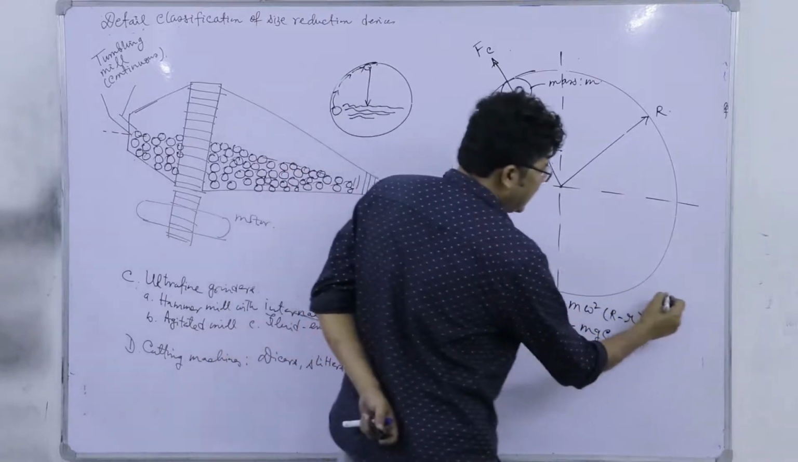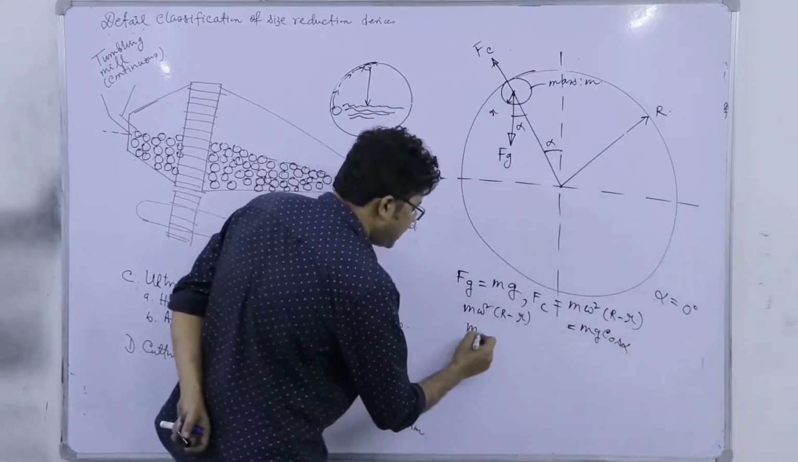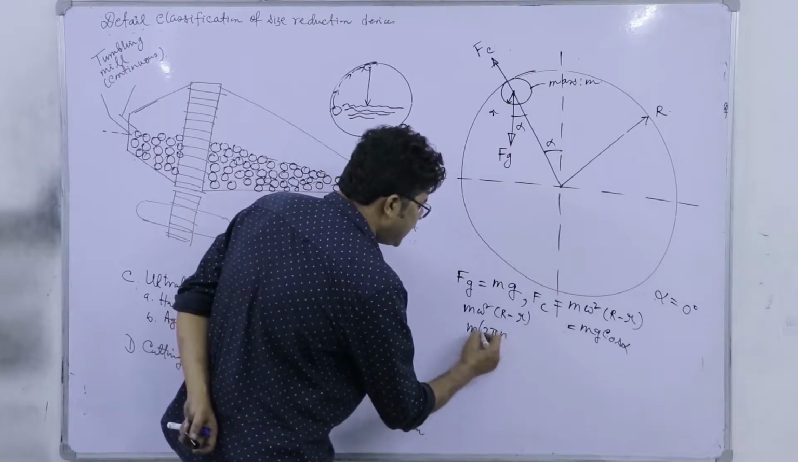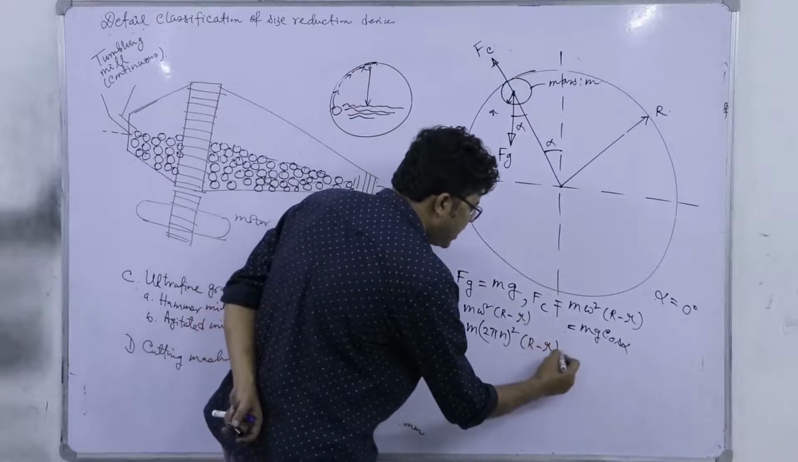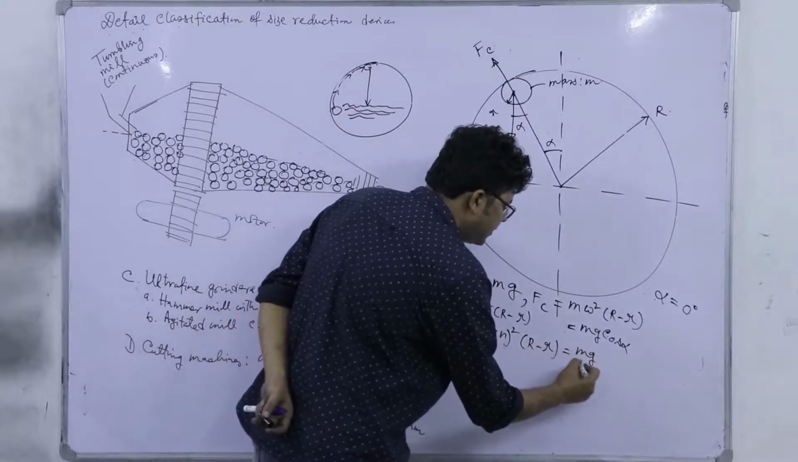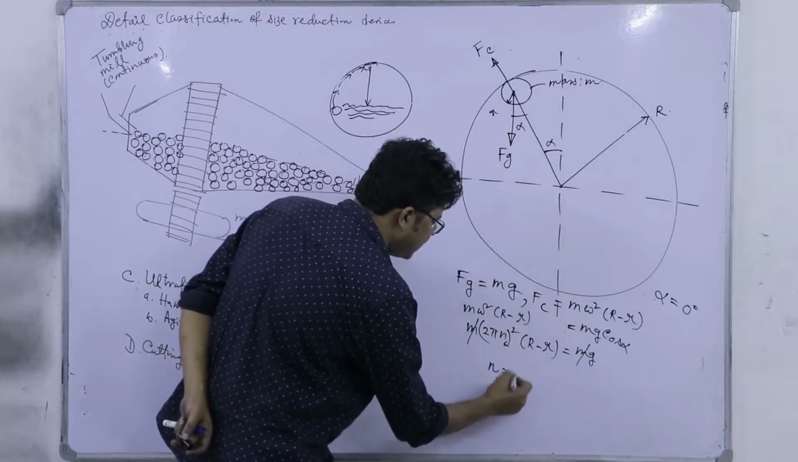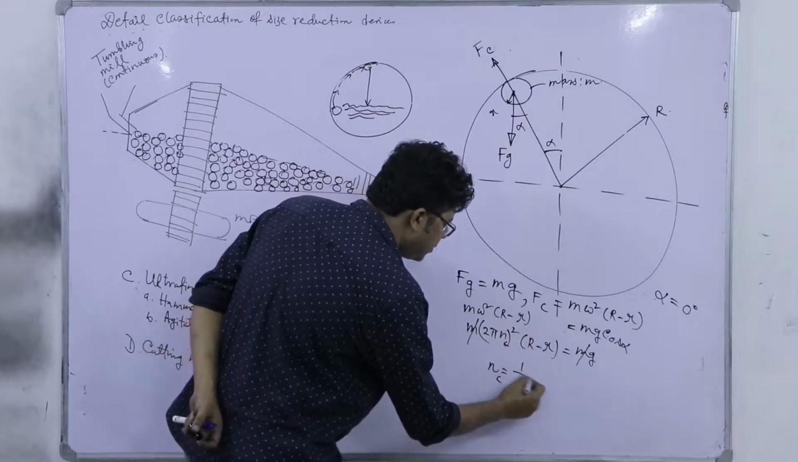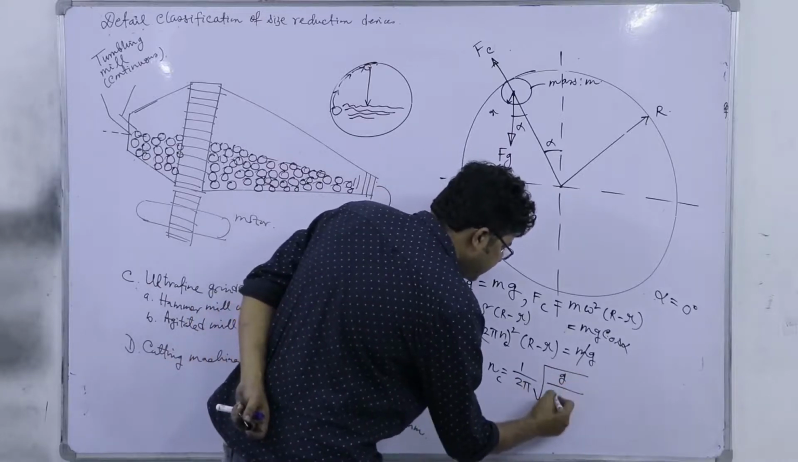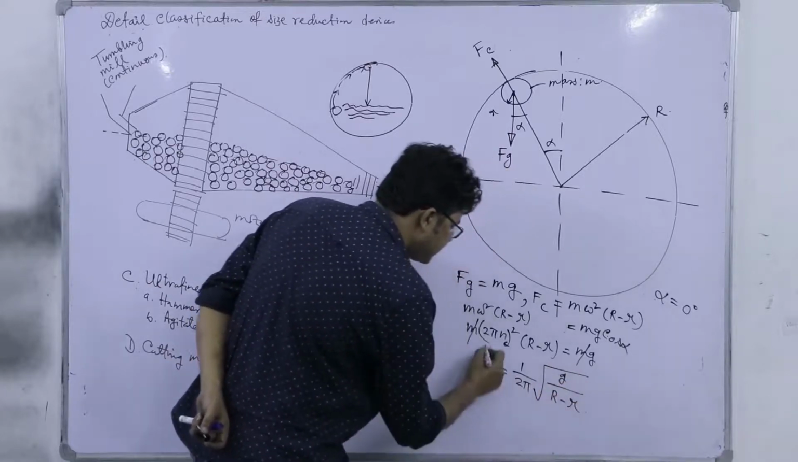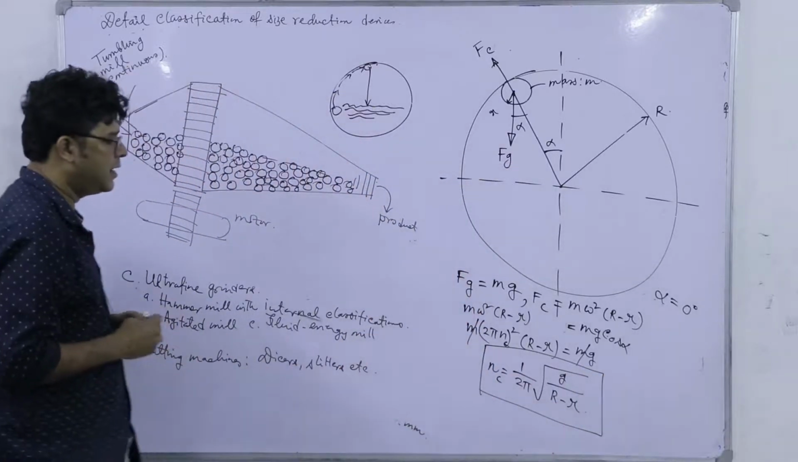So, we set alpha equal to 0 degree, and m into 2 pi n (RPM) squared into (R minus r) is equal to m into g. So, m cancels out and we can easily find that critical speed NC is equal to 1 divided by 2 pi under root of g divided by (R minus r). So, that is the formulation for critical speed.